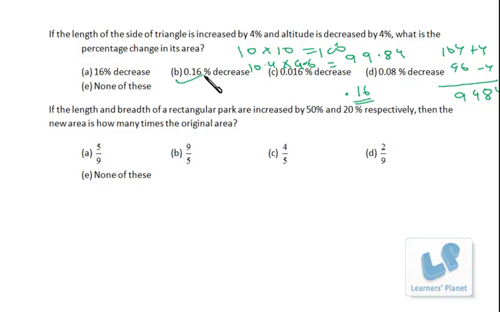Okay. Now, if the length and breadth of a rectangular park are increased by 50% and 20% respectively, the new area. Okay, first simple, it's 100. Now it is 50% increase, so it is 15. It's 20% increase, that means it is 12. 15 into 12 is 180. So this is old area, this is new area.